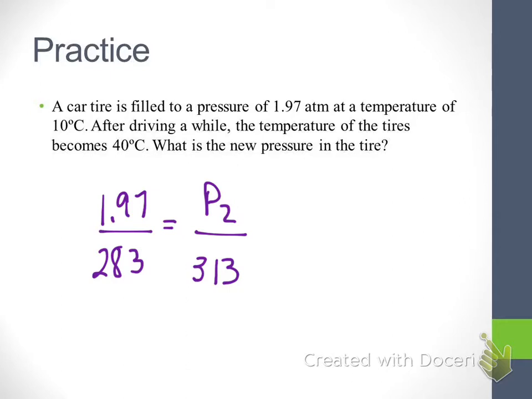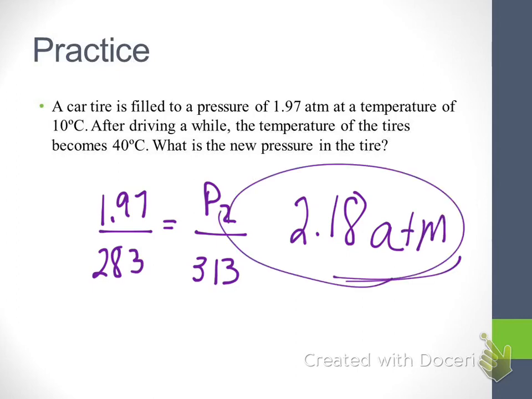Tell me what your final pressure was equal to. 2.18. 2.18. If one goes up, they both have to go up. Okay, so cross multiply and divide here. We should have gotten a pressure of 2.18. What's our units? ATM. Atmospheres.